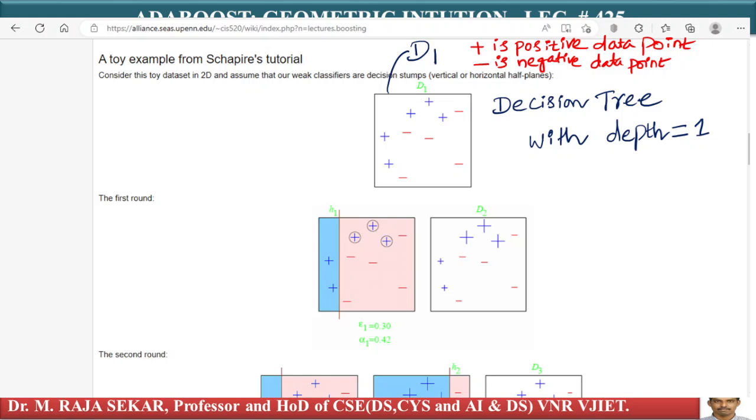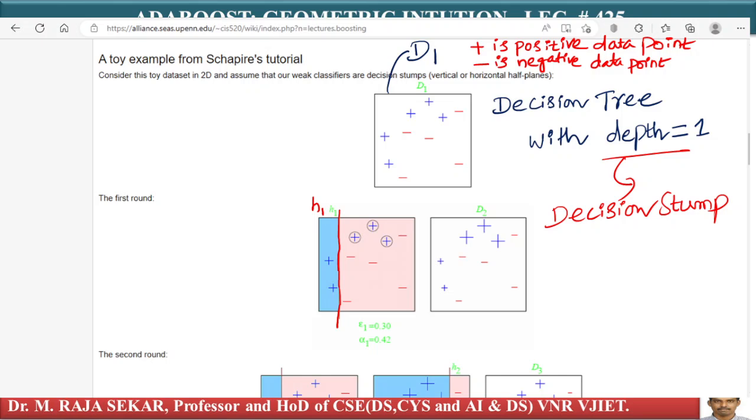What is depth equal to 1? Depth equal to 1 basically means a decision stump. And what is a decision stump? It is basically parallel to the y-axis or x-axis. I just basically get a hyperplane. So here when I train it, what do I get? My first model H1 is basically a line like this, isn't it?